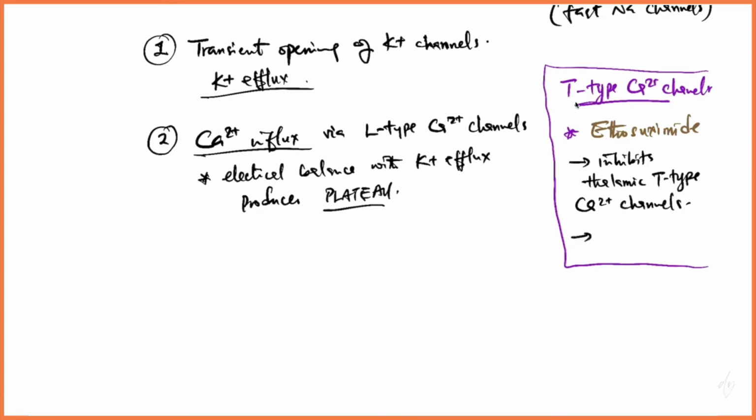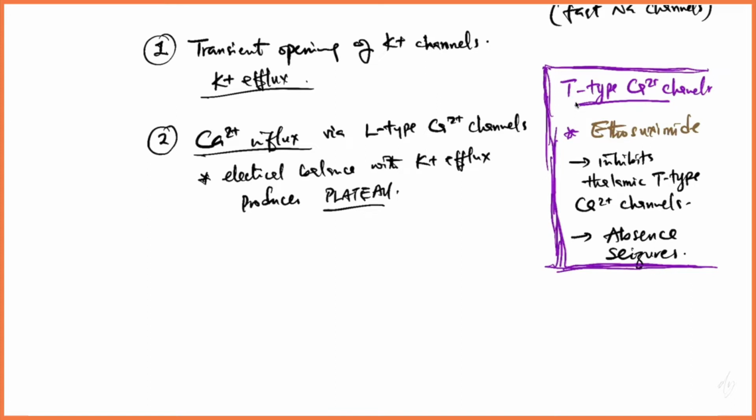And we use this to treat what? Absence seizures. You want to absolutely remember that. That is a question that could be on your exam. All right, so that is T-type calcium channels. We have different types of calcium channels. That's all we want you to know. L-type calcium channels are the ones we are talking about here specifically.